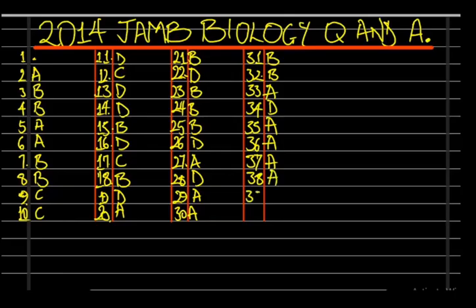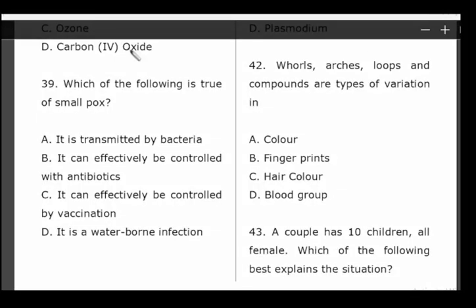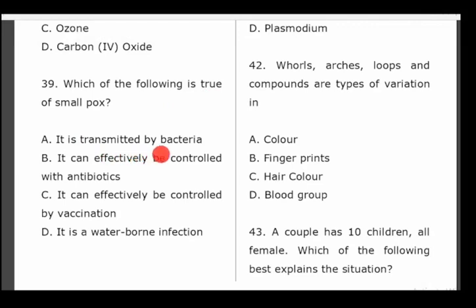And then we move to question 39. Which of the following is true of smallpox? A. It is transmitted by bacteria. B. It can effectively be controlled with antibiotics. C. It can effectively be controlled by vaccination. And D. It is a waterborne disease. Which of the following is true of smallpox?